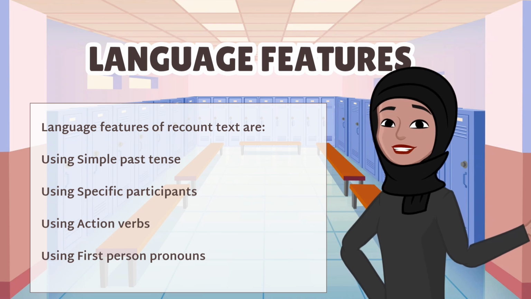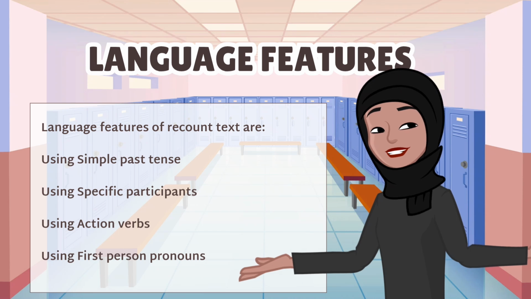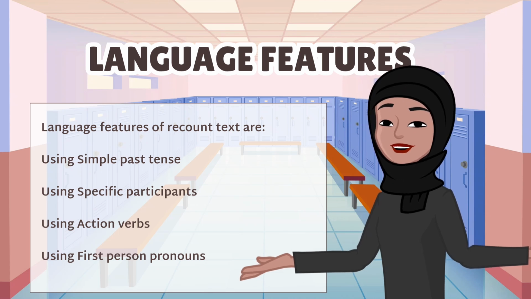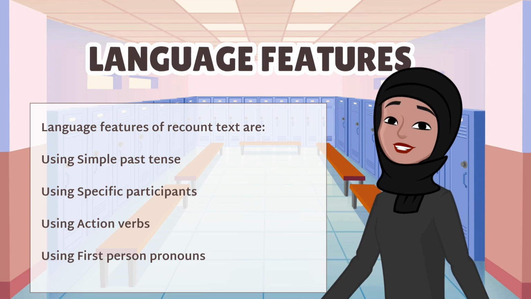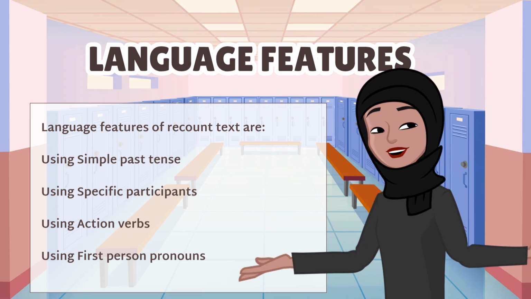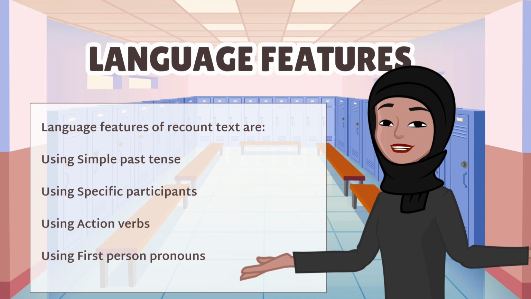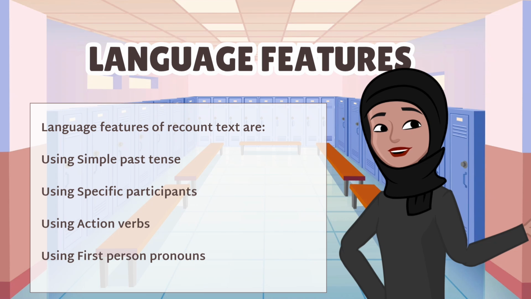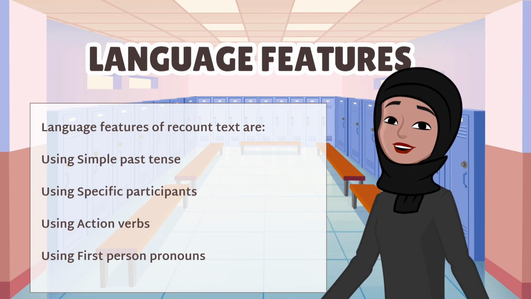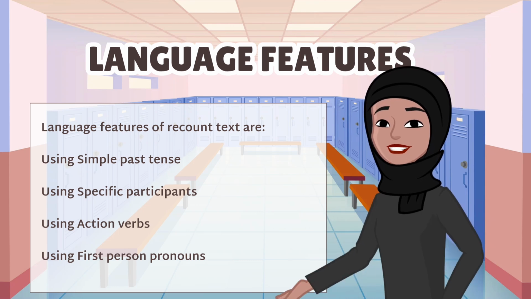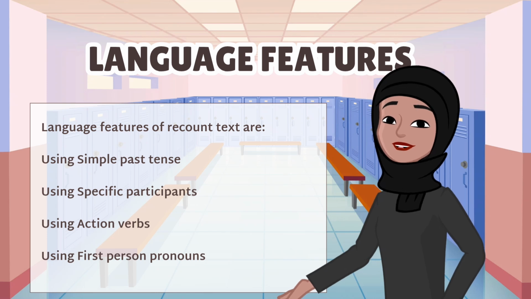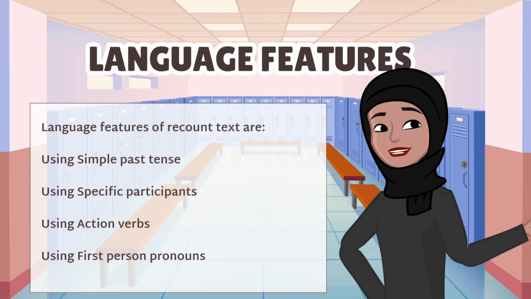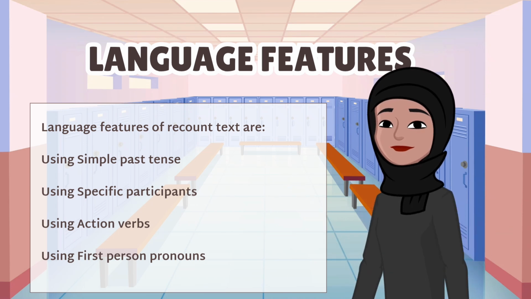The second, we have using specific participants. Since recount texts tell about particular experiences, they often mention specific people, places, or things. For example, my brother, Sarah, our math teacher, Mount Bromo, and the zoo. The third, we have using action verbs. Because a recount focuses on what happened, it uses many action verbs to describe activities or actions. For example, climbed, ate, played, danced, and sung.